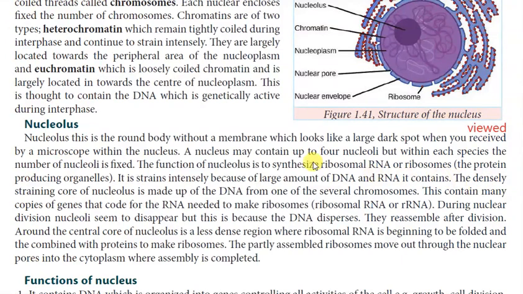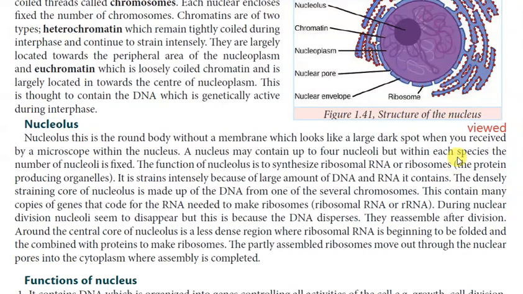The densely staining core of the nucleolus is made up of DNA from one of the several chromosomes. Remember, in the nucleus we have different chromosomes, and these chromosomes tend to control different characteristics. As I told you, one pair of chromosomes tends to control the sexual characteristics, but other chromosomes control other different characteristics.